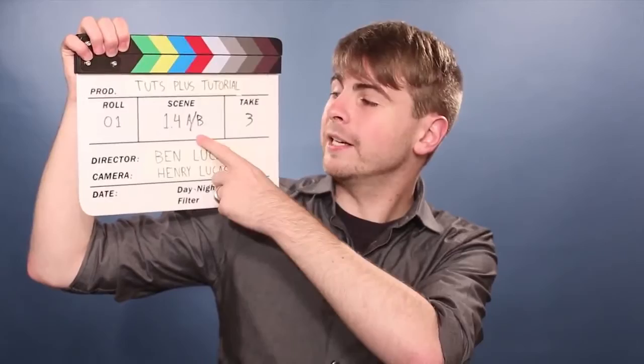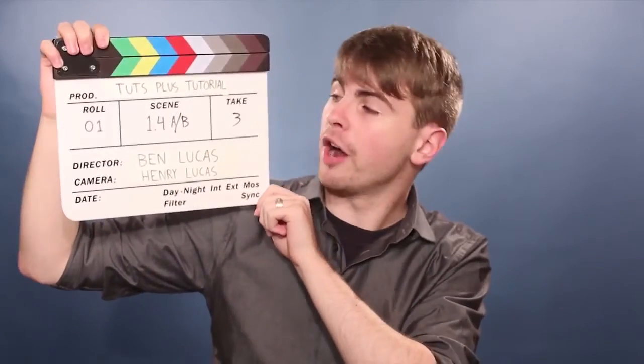So, how exactly do you slate the tape? Well, what you do is you call out the scene and take, marker, clap. So in this case, it would be scene 1.4, alpha and bravo. It's not A-B because it's a multicam setup. Camera 1's on A, camera 2's on B. So 1.4, alpha and bravo, take 3, marker.